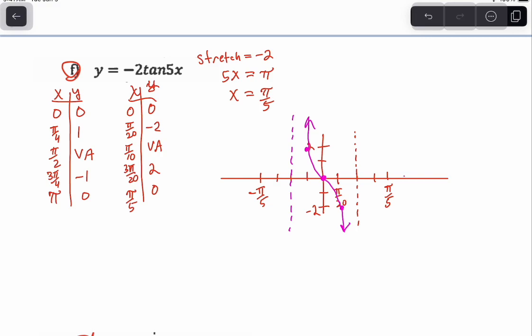So let's put in 2 more marks here and 2 more marks here. So this would be center, up, down, vertical asymptote. Center, up 2, down 2, vertical asymptote.